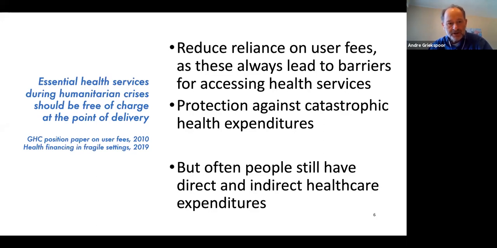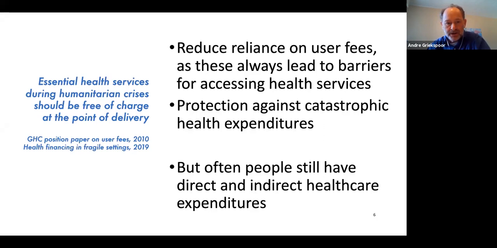Now, this is a position that does not only come from the humanitarian health sector. This is also consensus in the health development side. It's one of the foundations for health financing for universal health coverage. And you'll also see it in a paper that we developed a year ago with our health financing colleagues when we looked at financing in fragile settings.